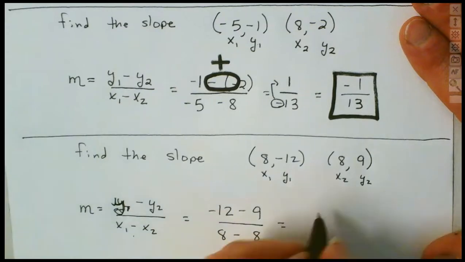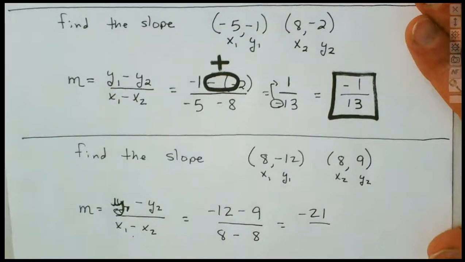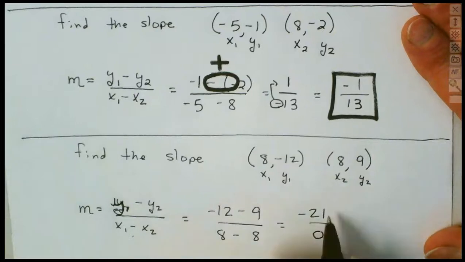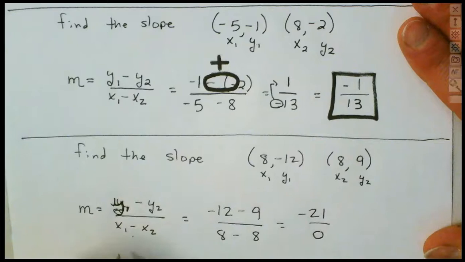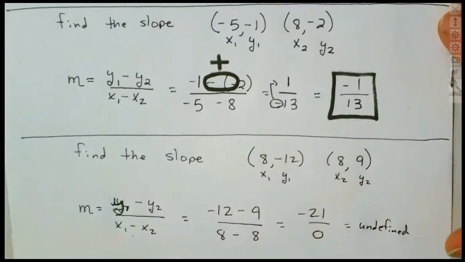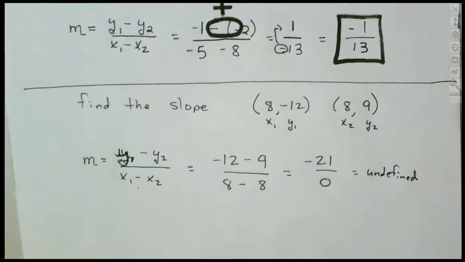-12 minus 9, that makes it -21. 8 minus 8 leaves you with a 0. And any number divided by 0 is undefined. So that's going to be undefined. Division by 0 is undefined.